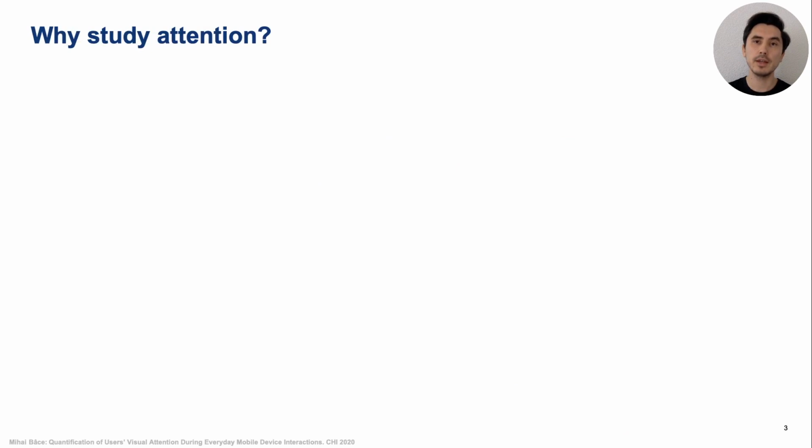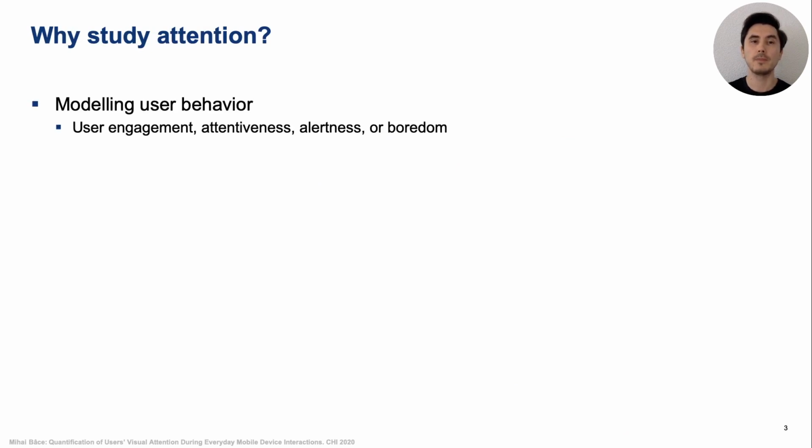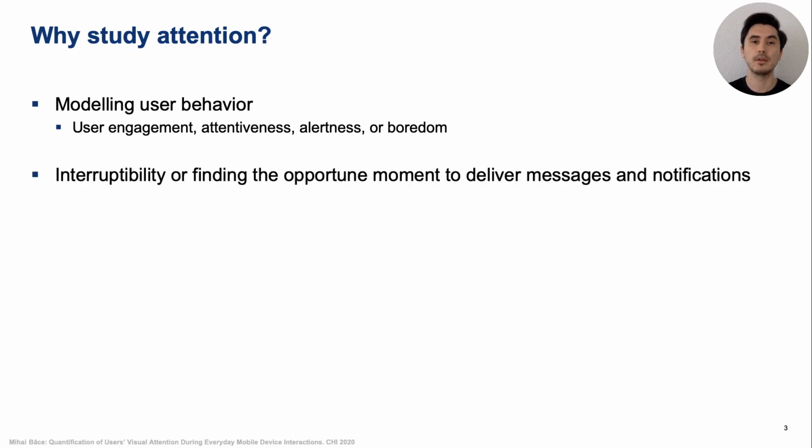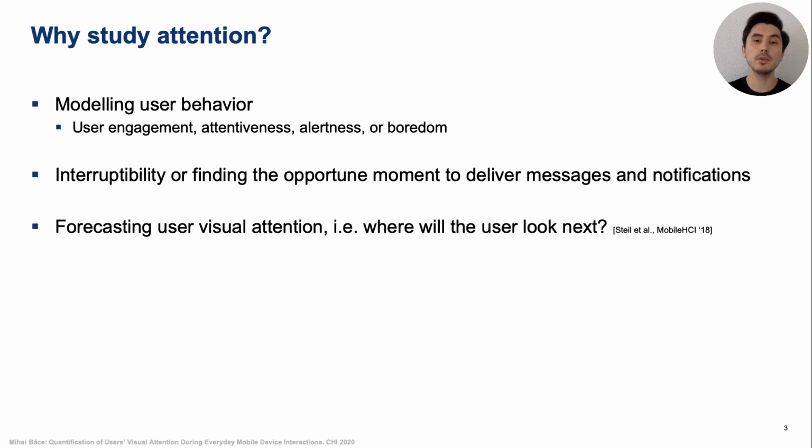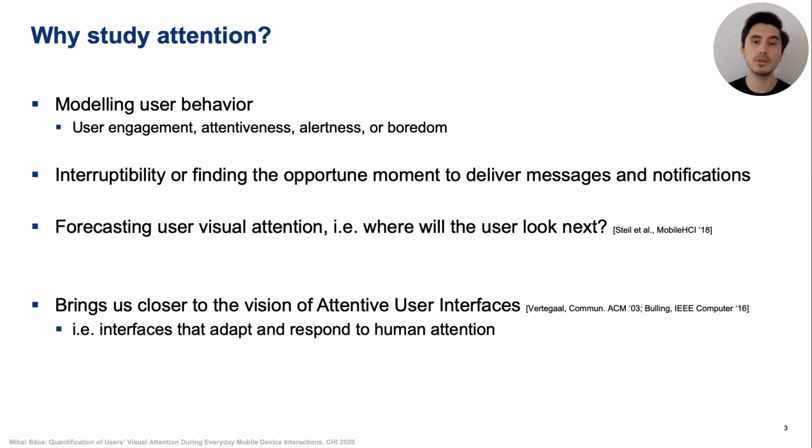The study of attention and its allocation has many benefits. It can help model user behavior, such as user engagement, attentiveness, alertness, or boredom. It is relevant to assessing user interruptibility or finding the opportune moment to deliver messages and notifications. Moreover, by modeling the user's visual attention, it is possible to reason about the future. For example, predict where users will look next. All these advancements bring us closer to the vision of attentive user interfaces, which are interfaces that adapt and respond to human attention.